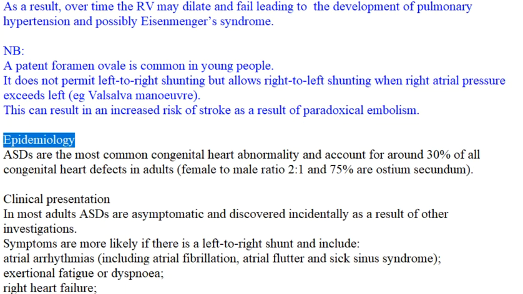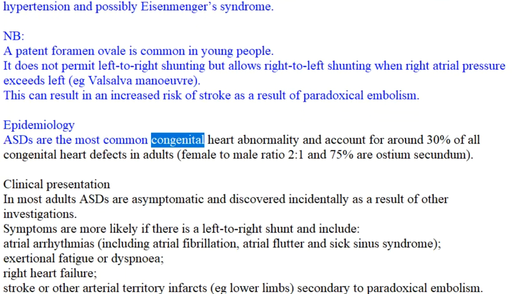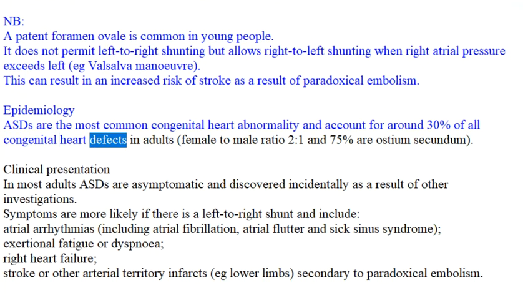Epidemiology. ASDs are the most common congenital heart abnormality and account for around 30% of all congenital heart defects in adults. Female-to-male ratio 2:1 and 75% are ostium secundum.